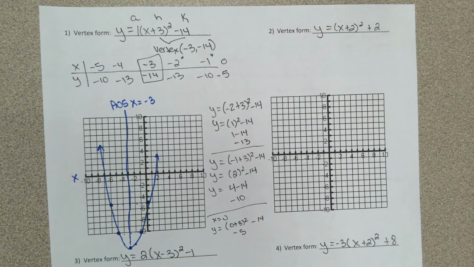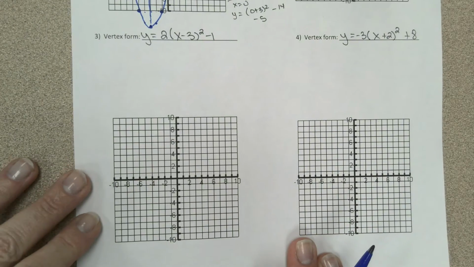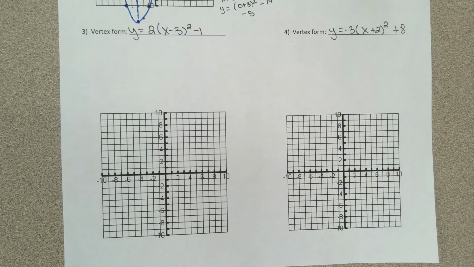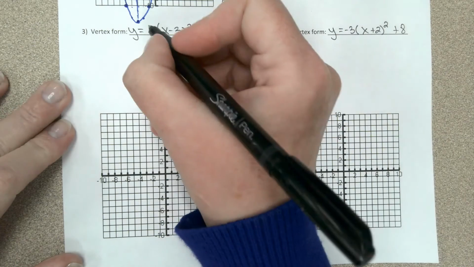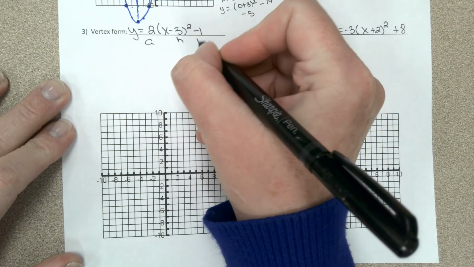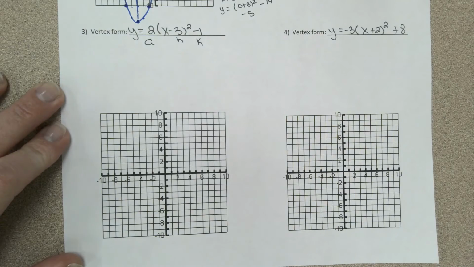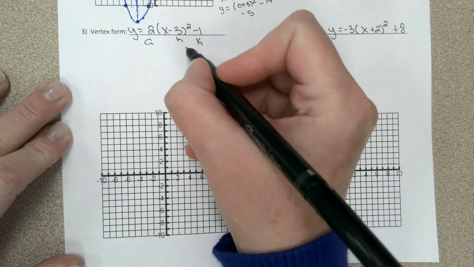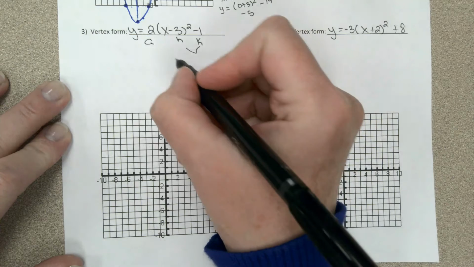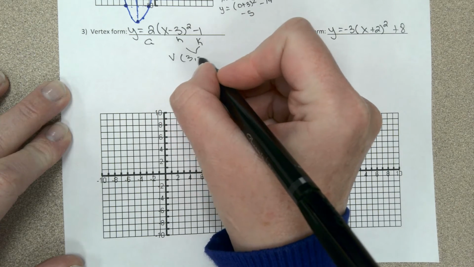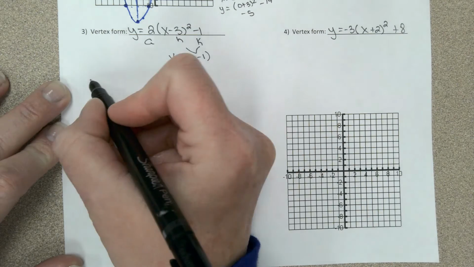You can pause the video and do number 2, and then you can go check the notes and see how you're doing. I want to jump down and do 3 and 4 because they have coefficients that are not 1 that I make sure I cover. So there's my H and K. These two work together and they tell me that my vertex is located at 3, -1.